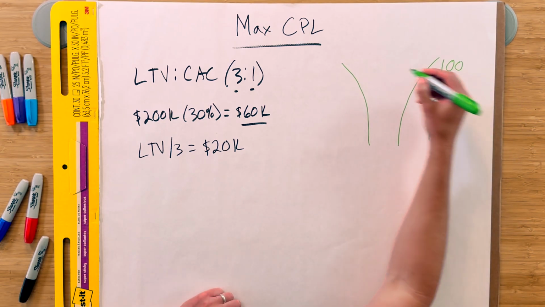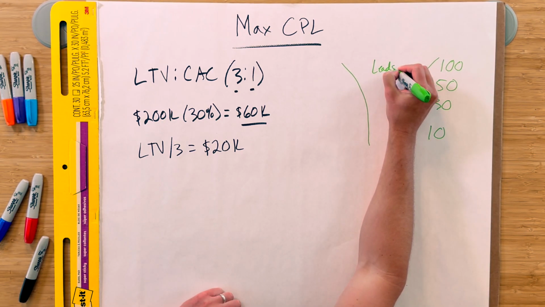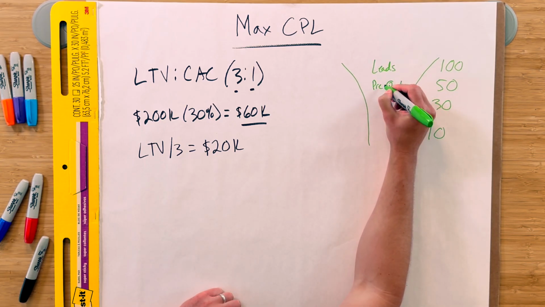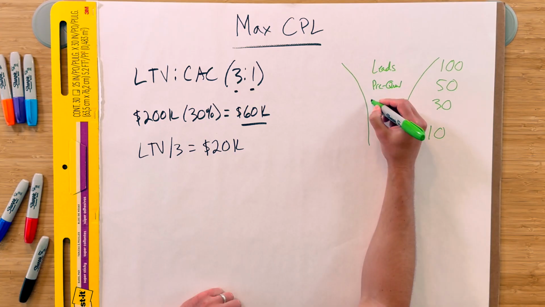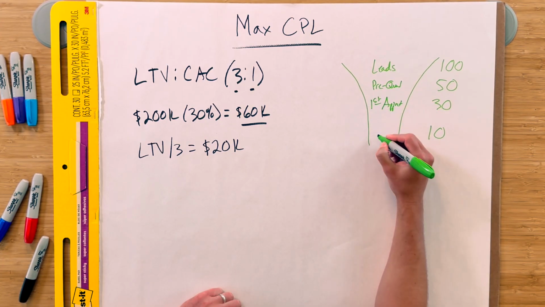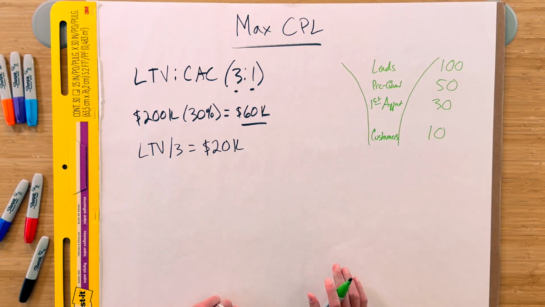So this would be leads. This is pre-qualification calls. This is first appointment, and this is customers. Okay, so this is our sales funnel.